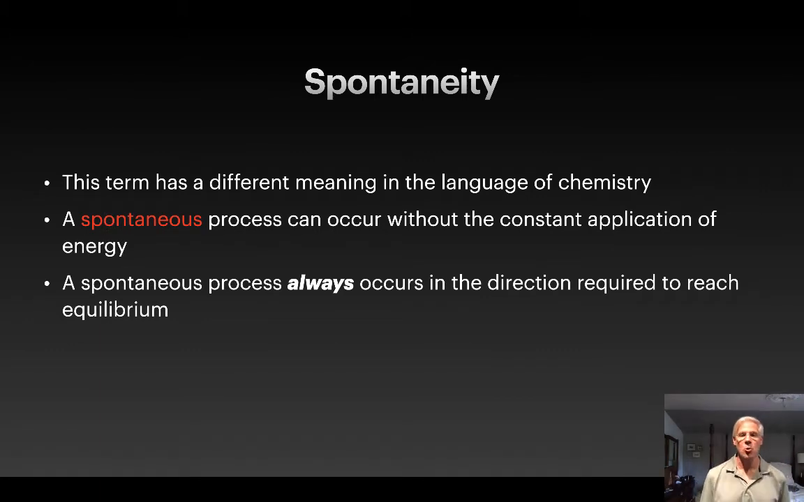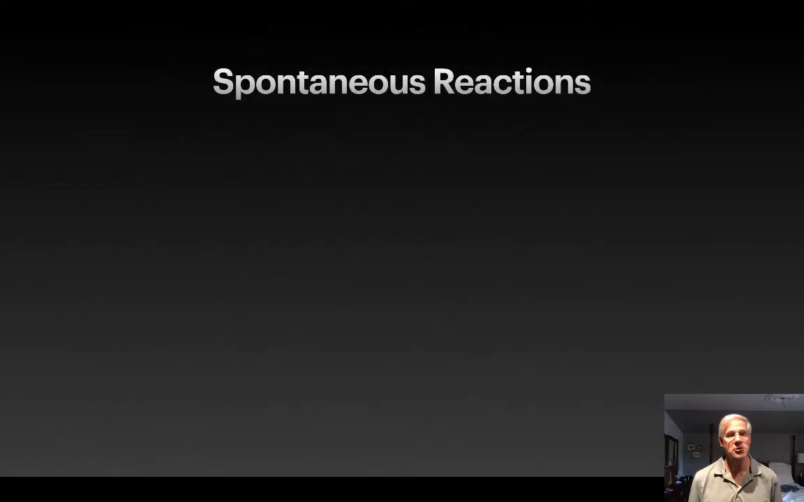A spontaneous process always occurs in the direction required to reach equilibrium. Sometimes that's in the forward direction. That would mean if you have to go forward to reach equilibrium, that reaction would be spontaneous in the forward direction. If you need to go in the reverse direction to reach equilibrium, then that reaction will be spontaneous in the reverse direction and non-spontaneous in the forward direction.